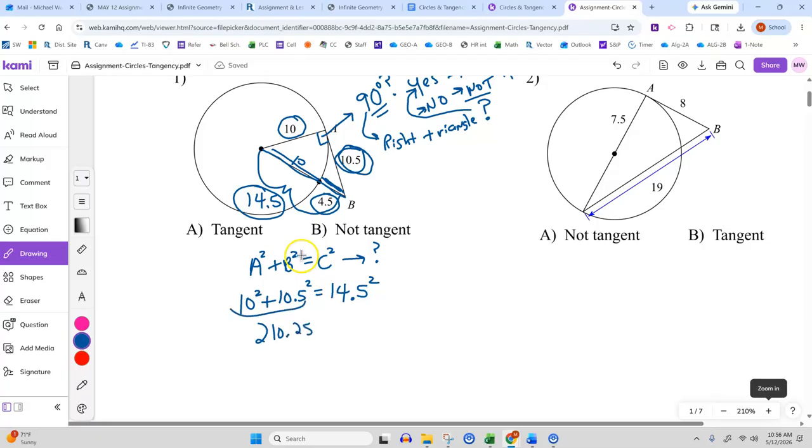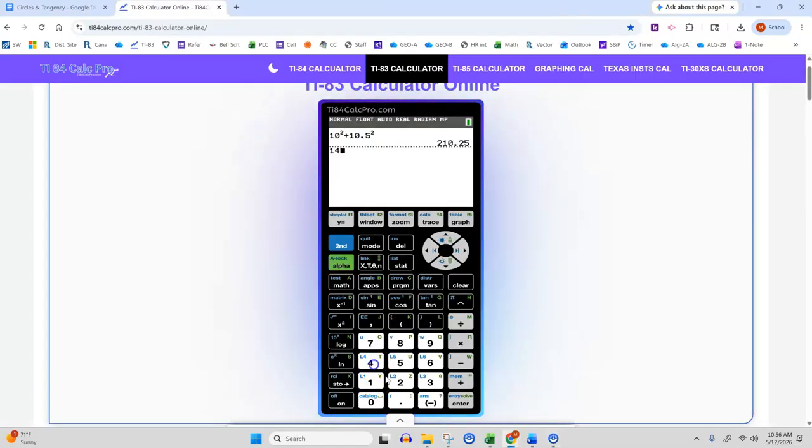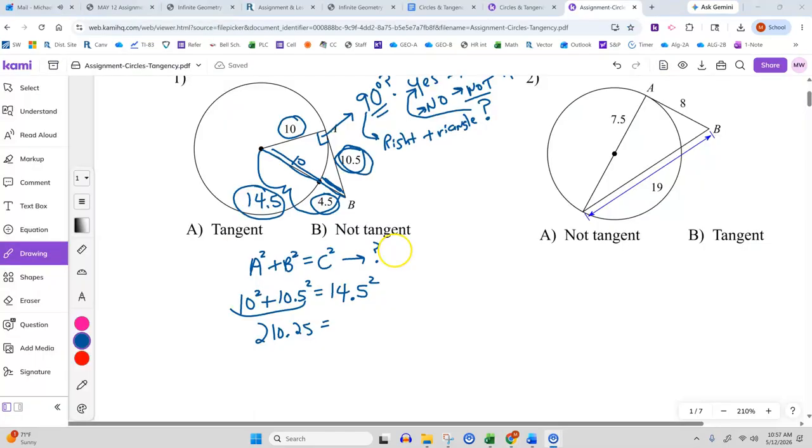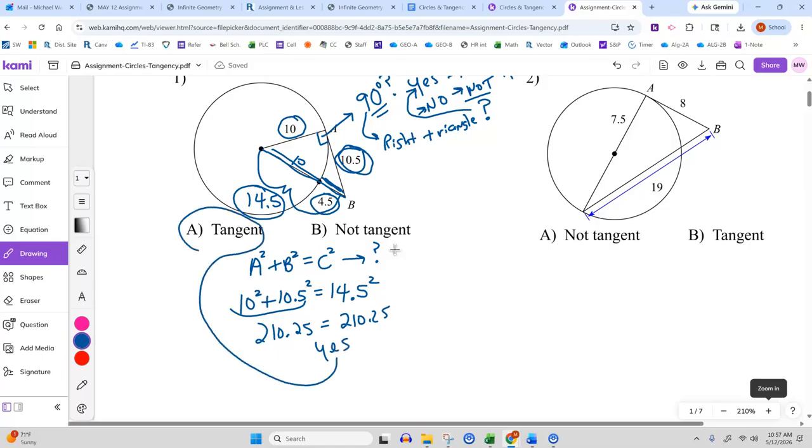So 210.25 for these two. Is that equal to 14.5 squared? Okay, 14.5 to the power of 2, enter, that's 210.25, yes it is, isn't it? So that means it is equal, and so it is tangent. So it's basically a right triangle. Now if you understand and you want to try this, go ahead and see if it's tangent or not, and then I'll show you the work after you're done trying it yourself.